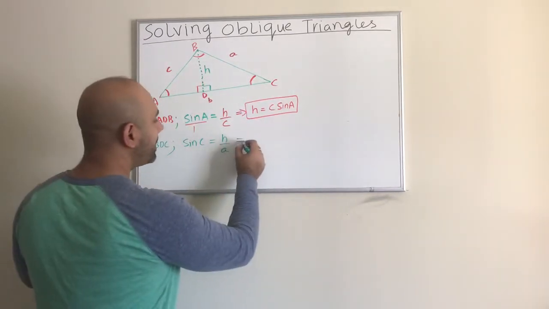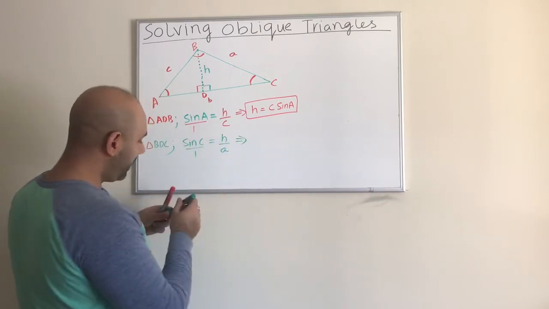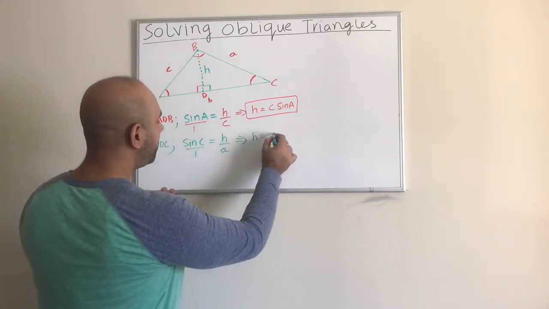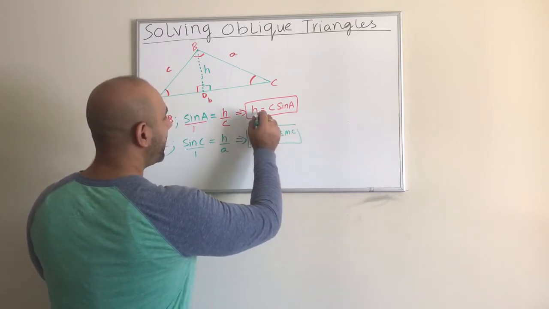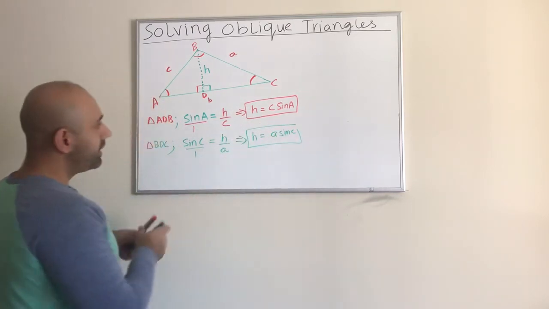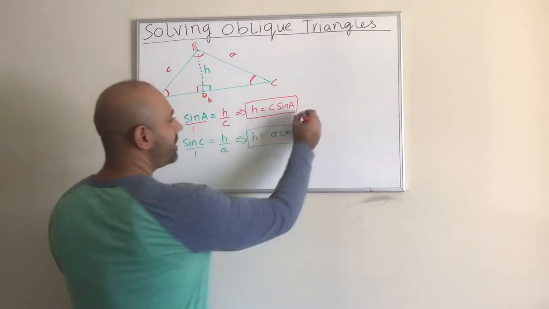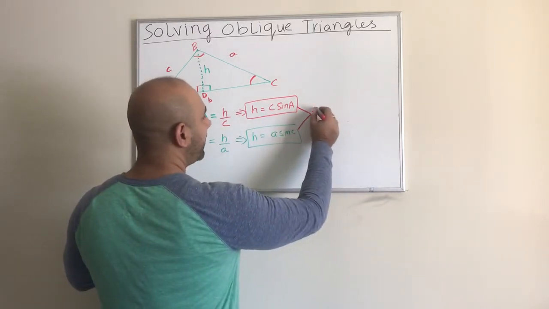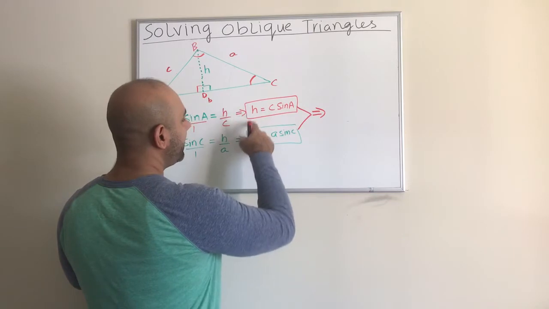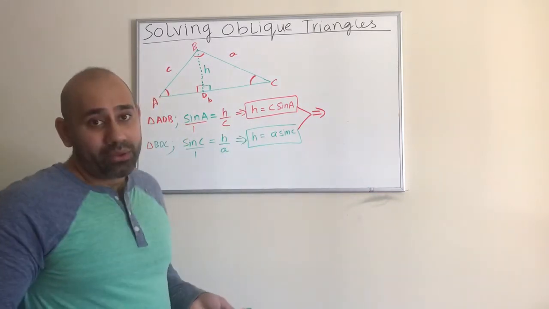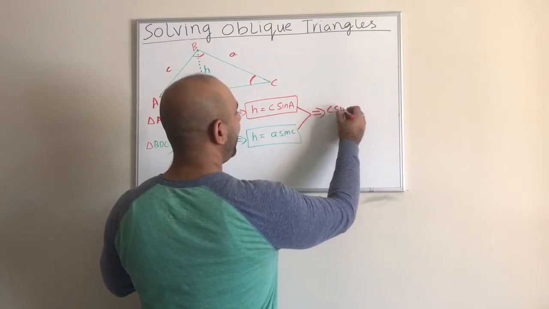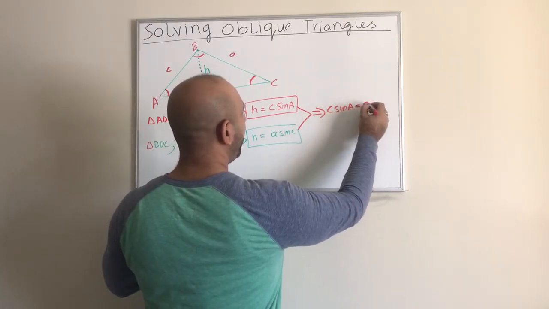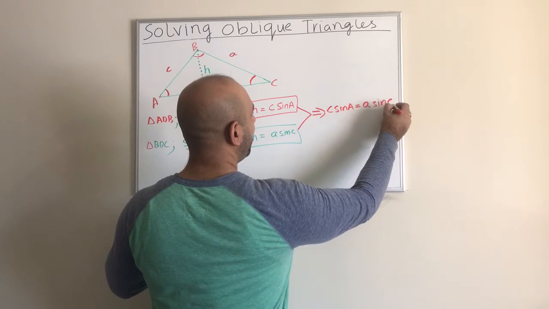From here, again, let us solve for H. Again, we'll cross multiply and we'll have H equals A times sine of C. Guys, if you look at this equation and this equation, since both are equal to H, it implies that if the left hand sides are the same, then the right hand sides also have to be the same, right? So from here, we can say that C sine A equals A sine C.